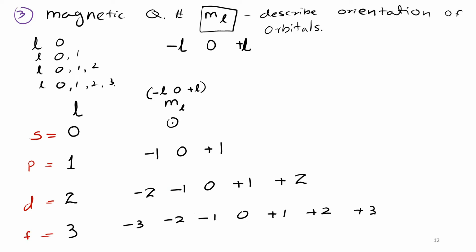Remember that when I was introducing SPDF orbitals, I mentioned that S has only one orbital. P has three orbitals. Now, these are the three orbitals. One orbital is minus one, the other one is zero, the other one is plus one. For D, there were five orbitals. So if you count, this is one, two, three, four, five. So we have different quantum numbers for each orbital. And for F, we said there are seven orbitals, and count how many you have. You have seven orbitals.